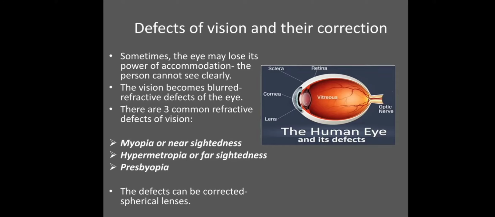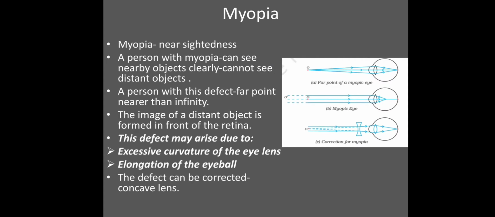There are mainly three common refractive defects of vision. The first one is myopia or nearsightedness, the second one is hypermetropia or farsightedness, and the third one is presbyopia. These defects can be corrected by the use of suitable spherical lenses. That is the remedy for all these defects. Now we are moving on to the first defect, that is myopia.